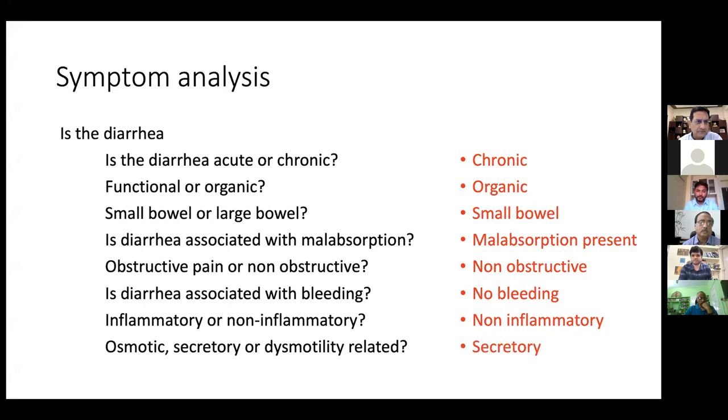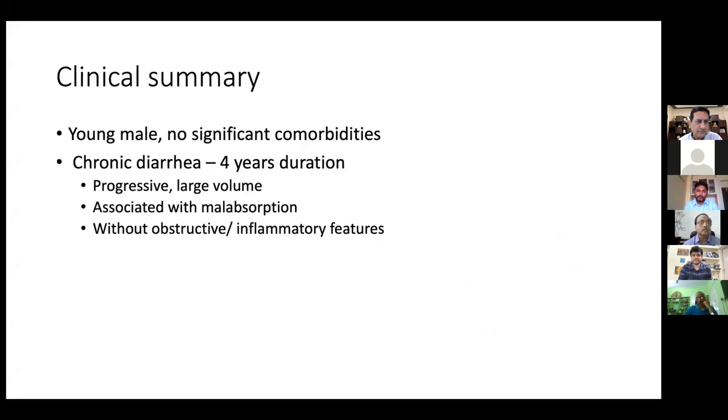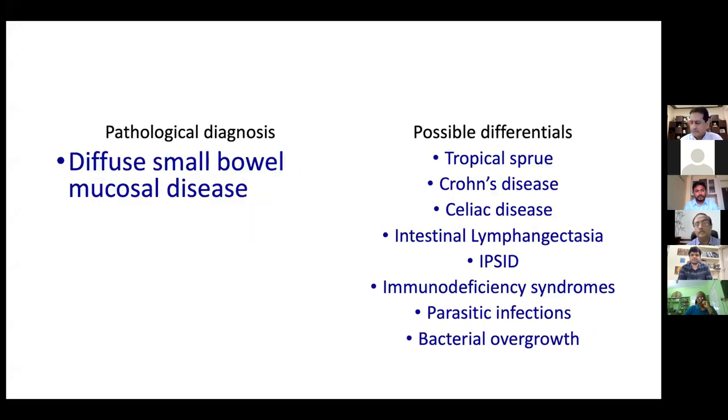So to summarize the case, what we have established clinically is a young male who has no significant comorbidities and no significant drug history other than antibiotics prescribed for the diarrhea itself. He has a chronic diarrhea of 4-year duration, which is progressively increasing, which is large volume, associated with malabsorption, and which does not have any clinically overt obstructive or inflammatory features. So my pathological diagnosis at this stage would be a diffuse small bowel mucosal disease.